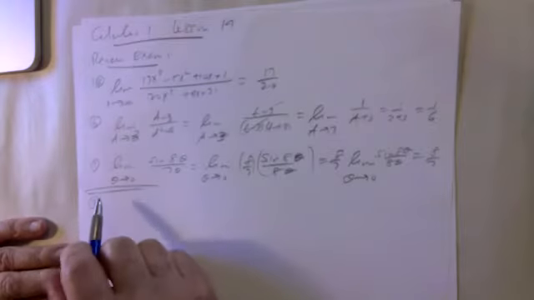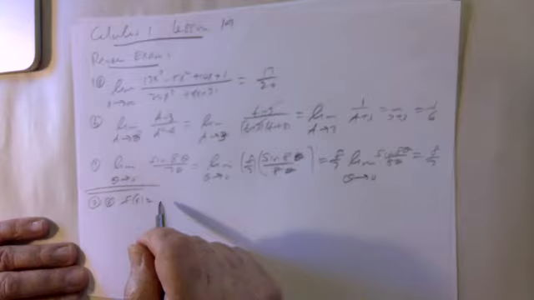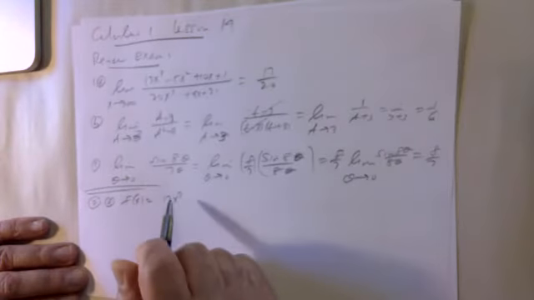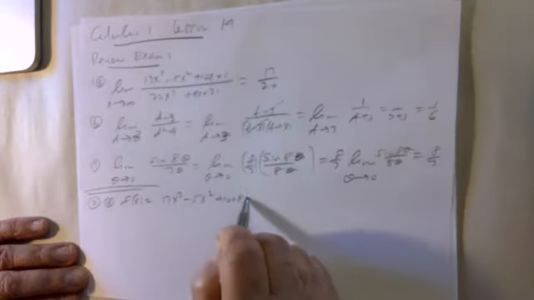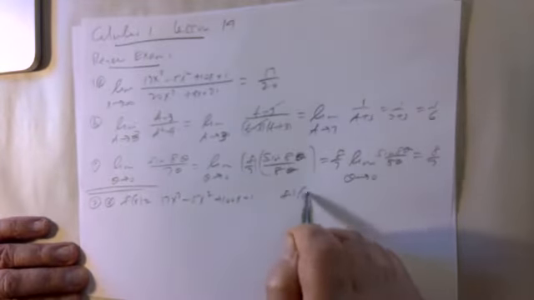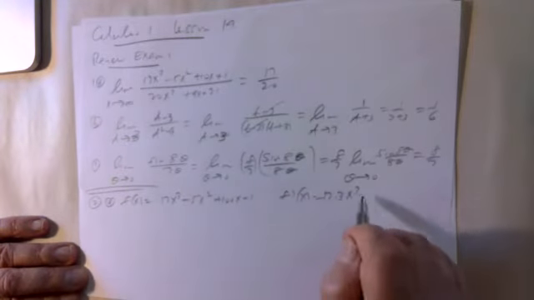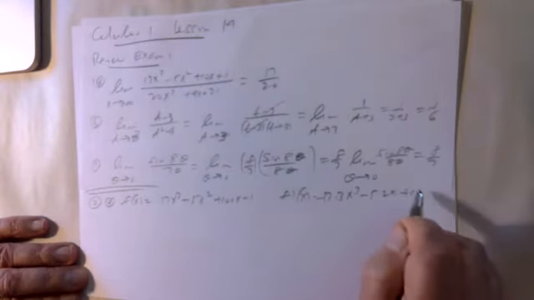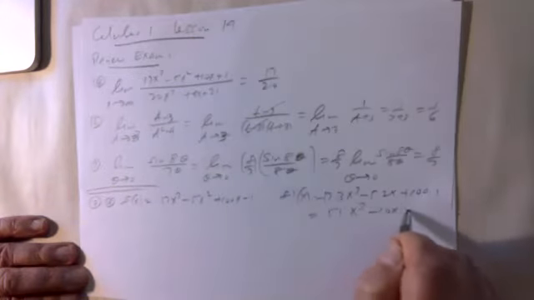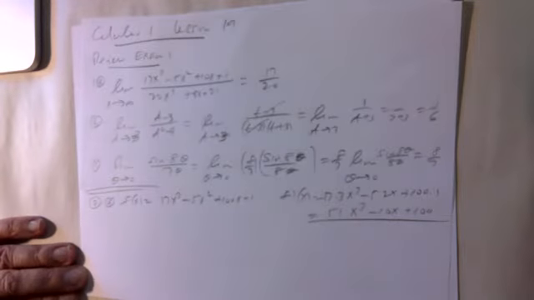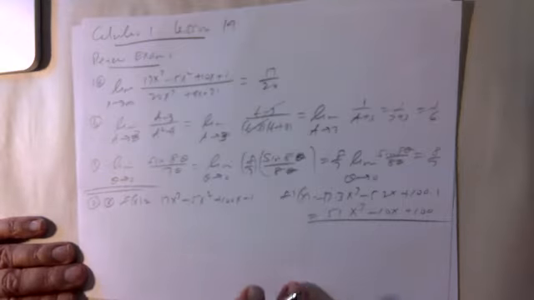Problem number 2 is to compute some derivatives. If f of x is 17x cubed minus 5x squared plus 100x plus 1, when you differentiate, you get 17 times 3x squared minus 5 times 2x plus 100 times 1. That's 51x squared minus 10x plus 100. Okay.